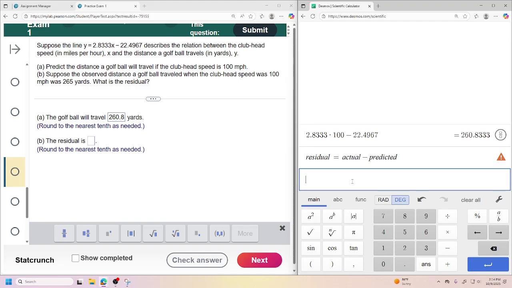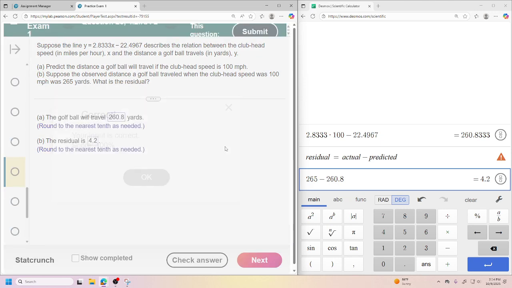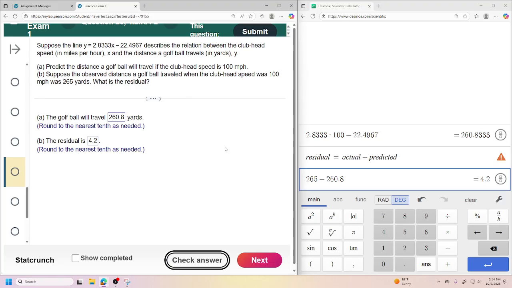So, okay, my actual they said was the 265, and I'm minusing the predicted, which was the 260.8. So we're gonna check this one, 4.2. Check it. We got it. So that's an easy one. See you later. Thank you.